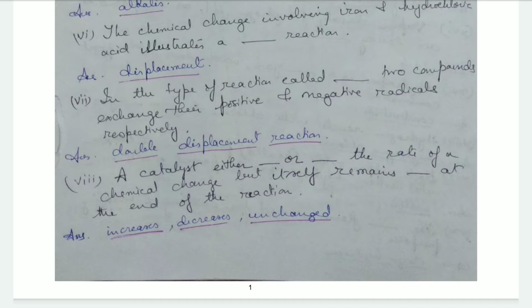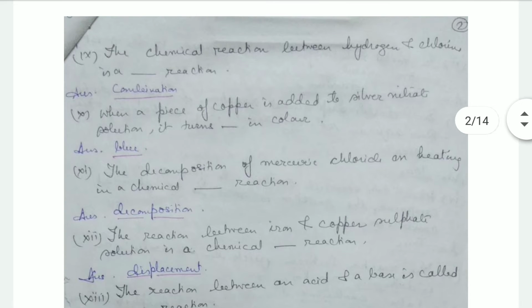the reaction. Next, the chemical reaction between hydrogen and chlorine is a combination reaction because hydrogen and chlorine combine to form hydrogen chloride. When a piece of copper is added to a silver nitrate solution, it turns blue in color, because it forms copper nitrate solution, that is blue in color.